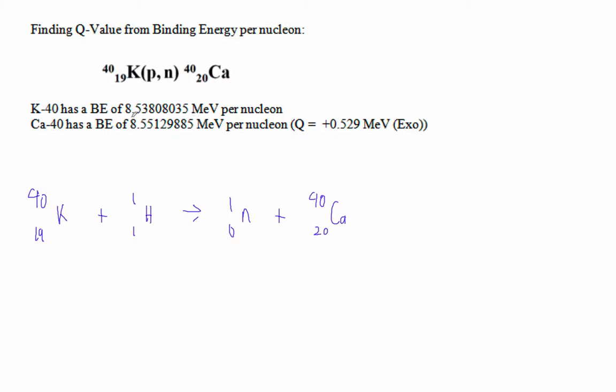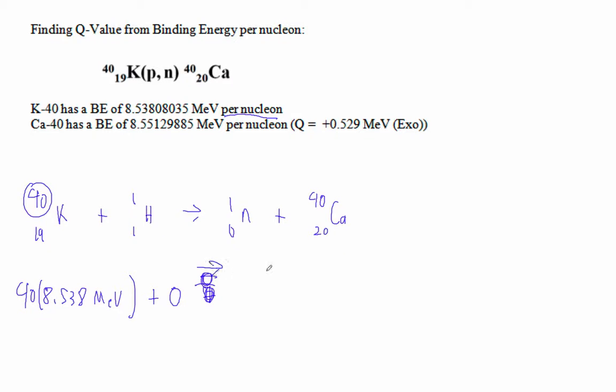So our energy here, potassium-40 has this per nucleon, notice that. It's got 40 nucleons, so its energy is going to be 40 times 8.538 MeV. Plus, and I'm just going to pause there. Notice we have a single hydrogen atom there. Its binding energy is 0 because it's not bound to anything.